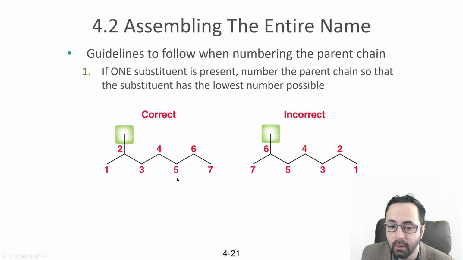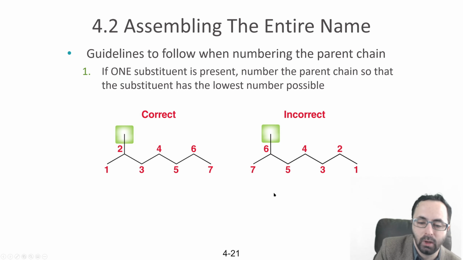When you're assigning the locants, always be sure to start from the end closest to the first branch. So, for example, 1, 2, 3, 4, 5, 6, 7, not 7, 6, 5, 4, 3, 2, 1. There's no such thing. Let's name this too. You may want to pause the video and try to name it yourself.